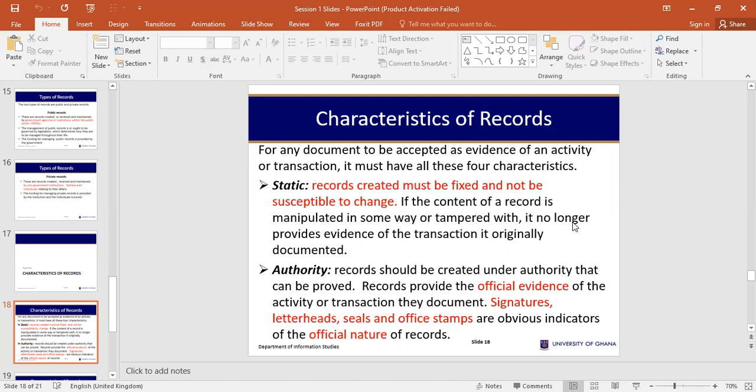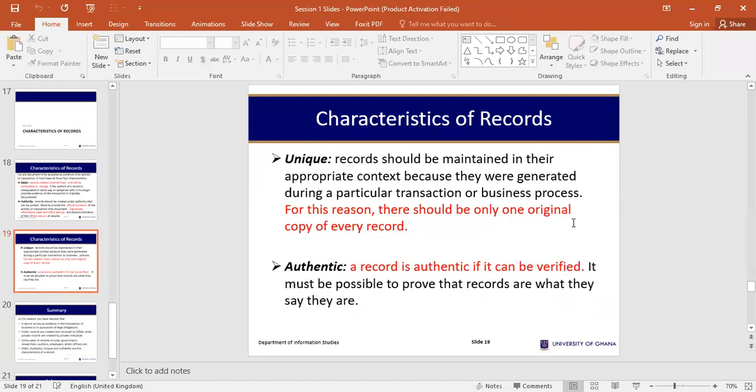So you take a letter from somewhere. These are some of the features you want to see to show that, yes, this is an authorized document. Authorized. If it's not authorized, then it doesn't carry the weight that it's supposed to carry. And then unique. Records should be maintained in the appropriate context because they were generated during a particular transaction or business process. You work on a schedule.